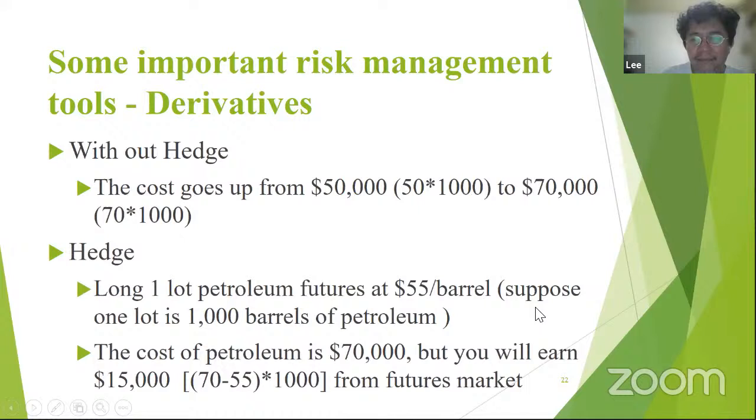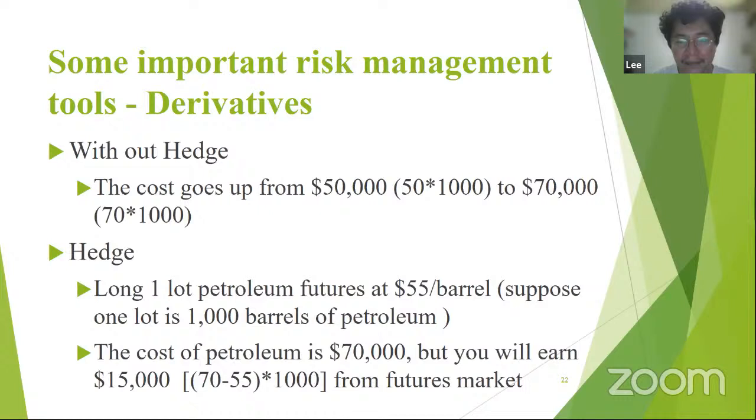And suppose one lot is 1,000 barrels of petroleum. So you just long one lot of futures in this contract worth 1,000 barrels. The cost of petroleum is $70 after the maturity, 6 months later, and you still need the petroleum. You cannot just use the petroleum contract to produce gas. You still need to purchase the real petroleum. So you offset your futures, and also you purchase petroleum from the market. In the market, you have to pay $70 per barrel.